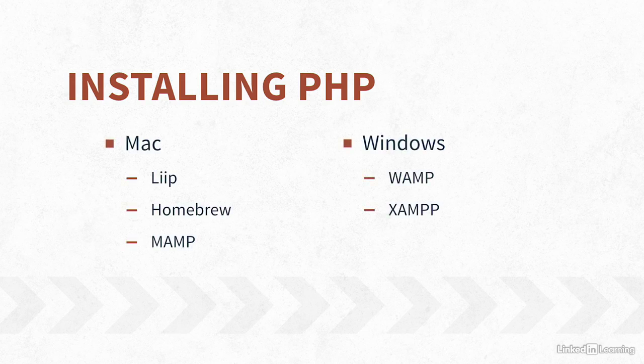If you're on a Mac, there are three main ways that you could upgrade. One is the excellent package manager that's maintained by a company called Lip. They provide a simple installer that gets everything set up for you, and if you already have an existing installation, the Lip package manager will just replace it.